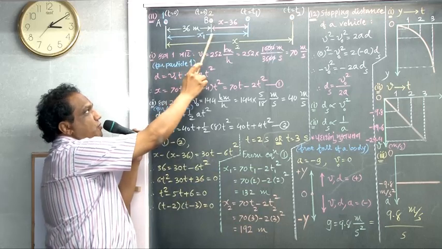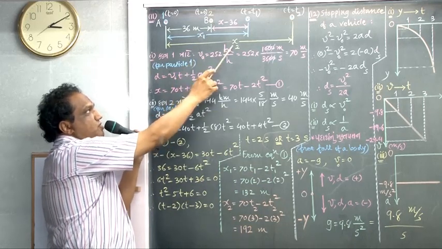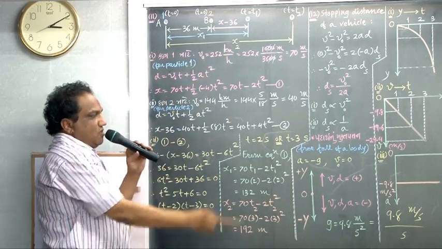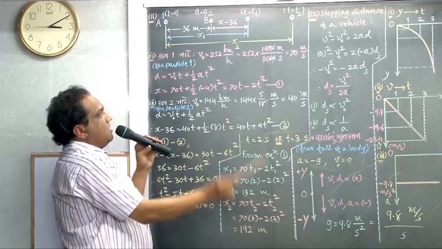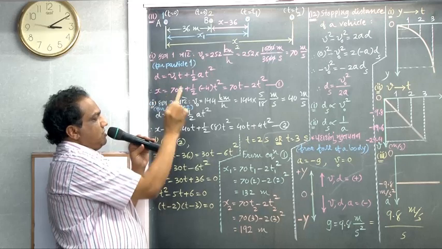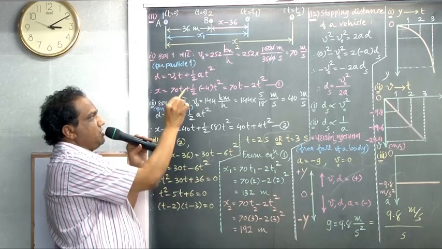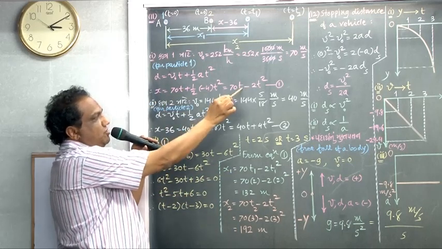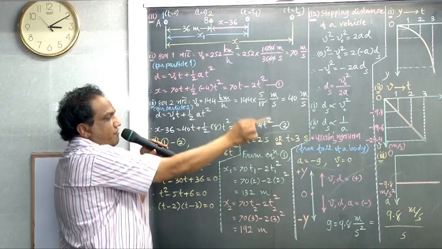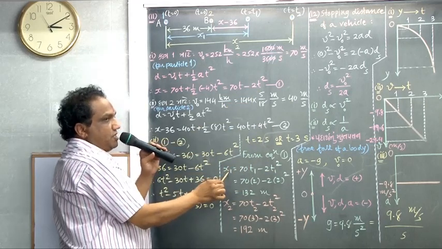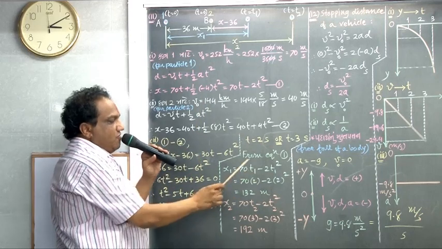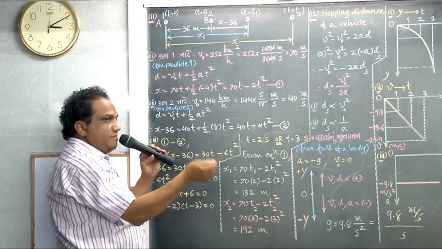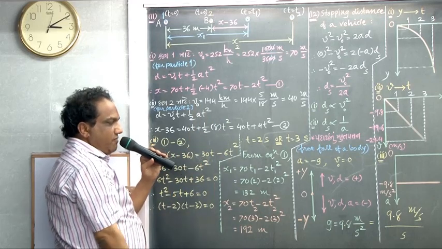But now at which positions? Positions x1 and x2 we have to find out. From equation 1, instead of x you just write x1, and instead of t you just write t1, okay? First time, first position; second time, second position. Let us find out one by one.